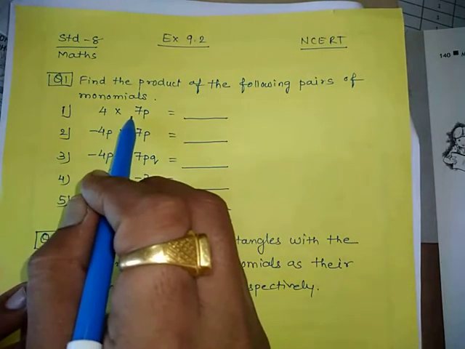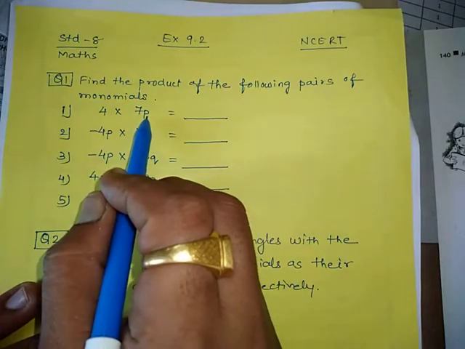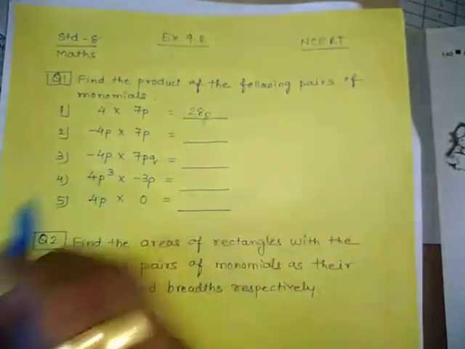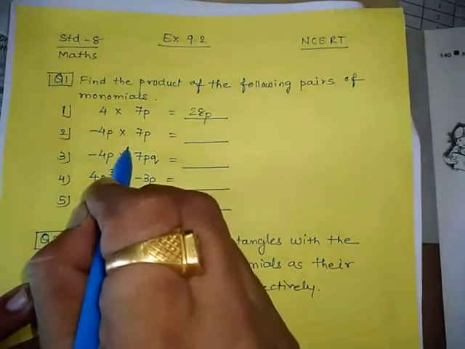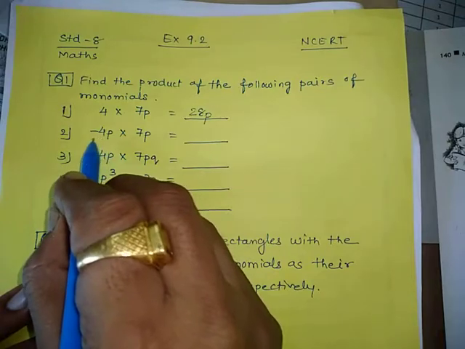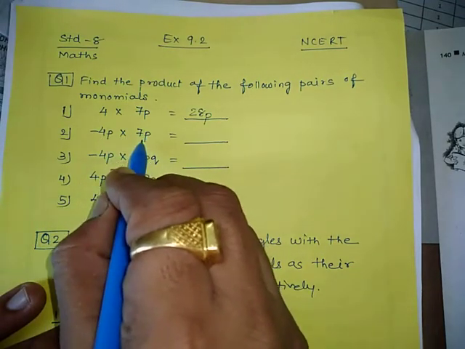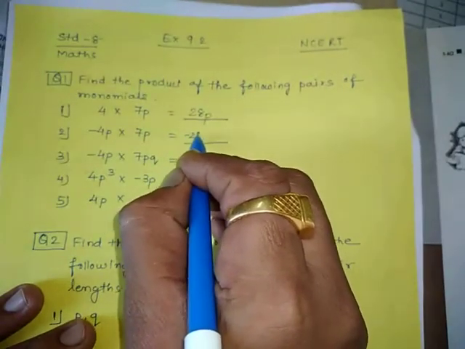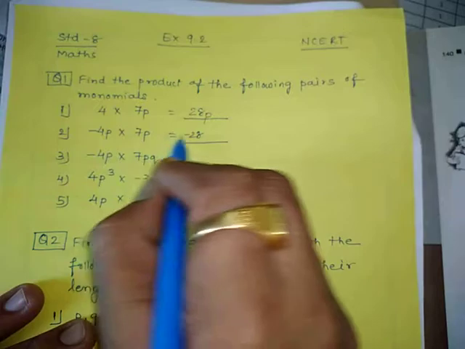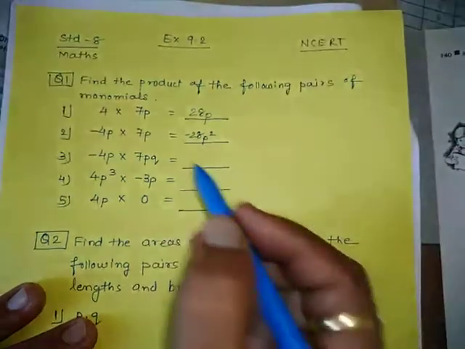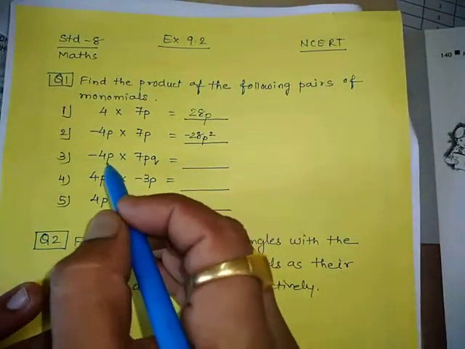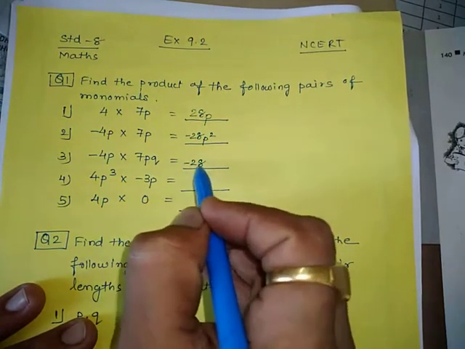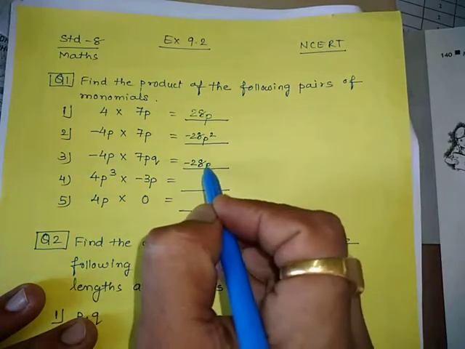So 4 multiplied by 7 multiplied by p. So 4 sevens are 28p. Clear? Same way, minus 4p multiplied by 7p. So minus 4 and 7, so minus 28. p one time, p two times means p square. Here 4 sevens are 28, that will be minus 28, and p two times means p square q.